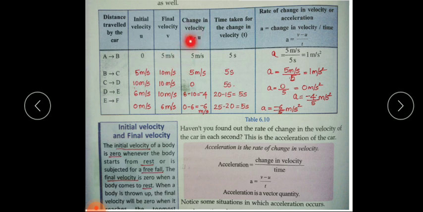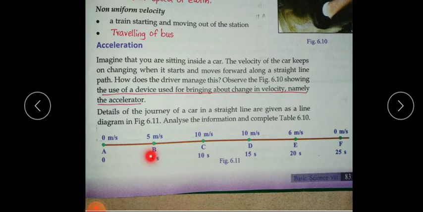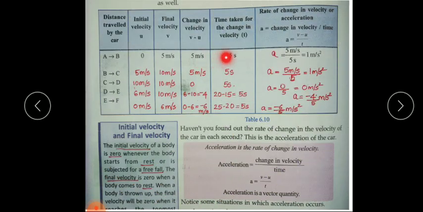Then what is the change in velocity? Change in velocity means final minus initial, that is 5 minus 0. 5 minus 0 gives 5 meter per second. Time taken for change in velocity means here you can see 5 minus 0. 5 minus 0 gives how much? 5 seconds.